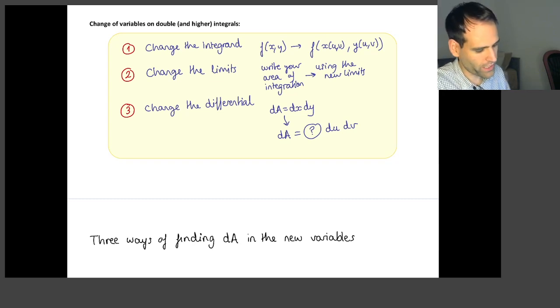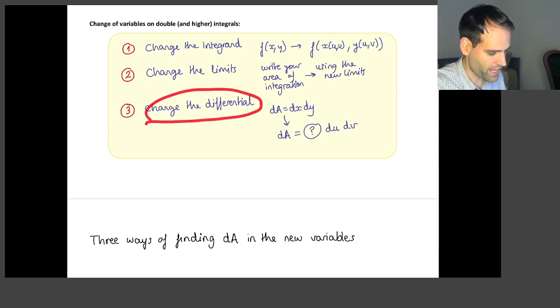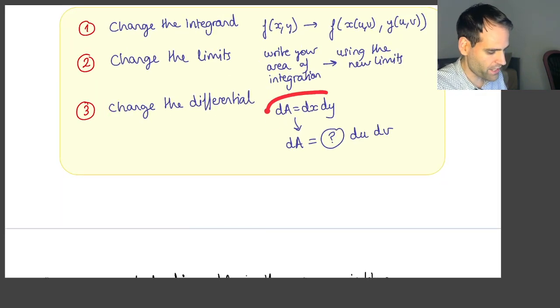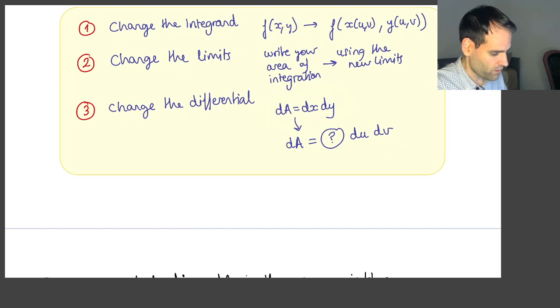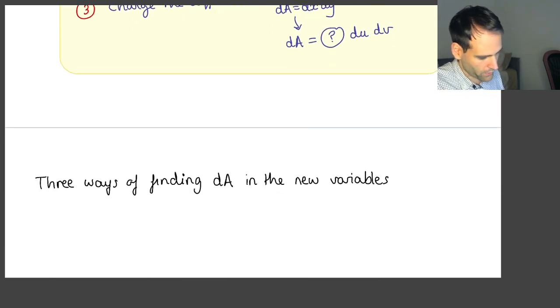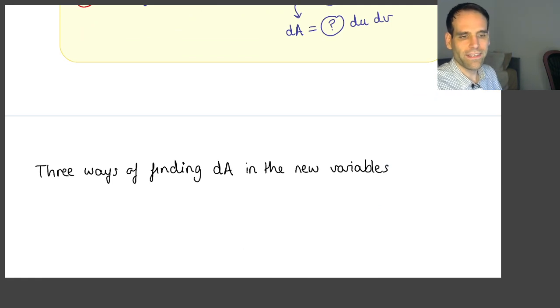Okay, so when you are doing the change of variables, one of the 3 steps is to change the differential dA. So instead of using dA equals dx dy, you need to use dA equals something times du dv. So how do you find this unknown something here? I'm going to give you 3 ways of finding dA in the new variables.